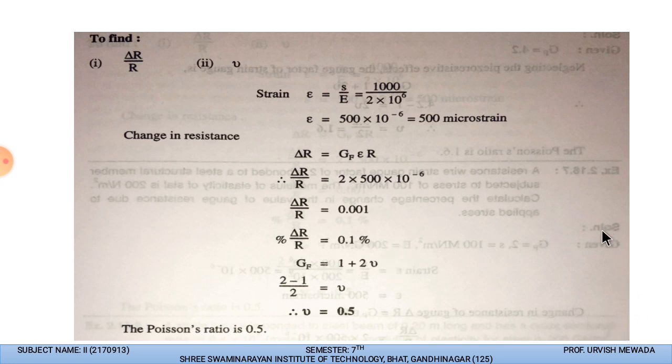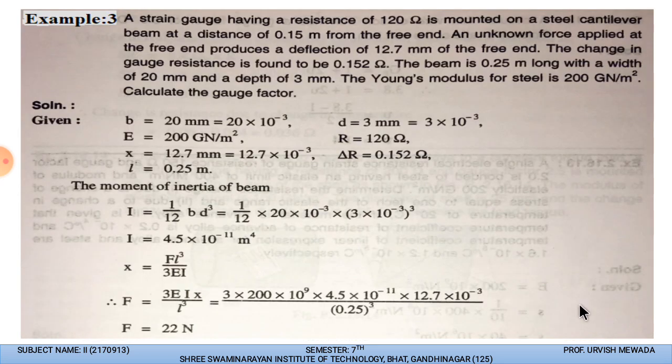So this is how we can use this strain gauge as a transducer to check the stress applied to the particular object, and according to the object this is the percentage change in the resistance and the Poisson's ratio offered by the gauge. Now let us check the example number 3.